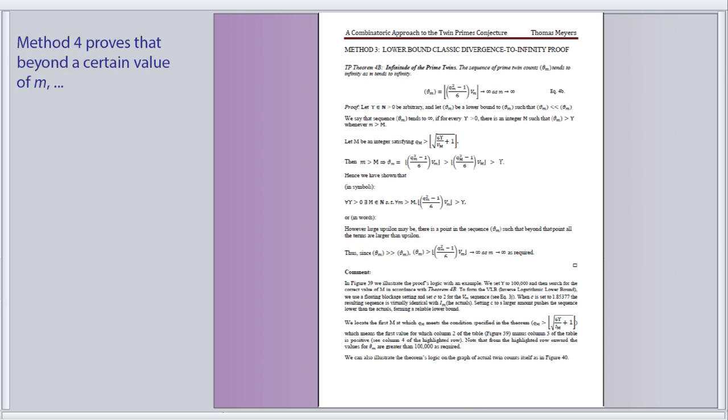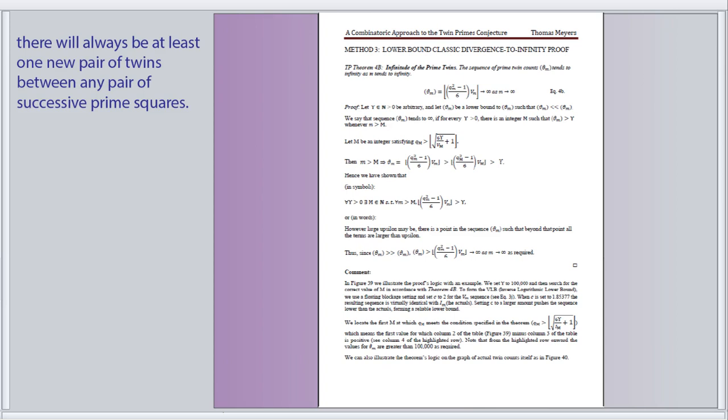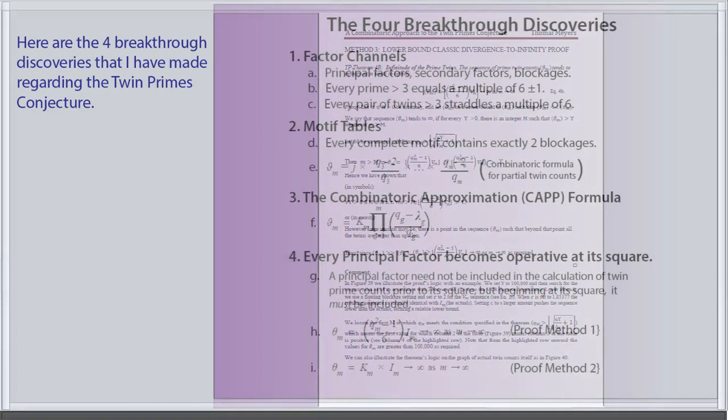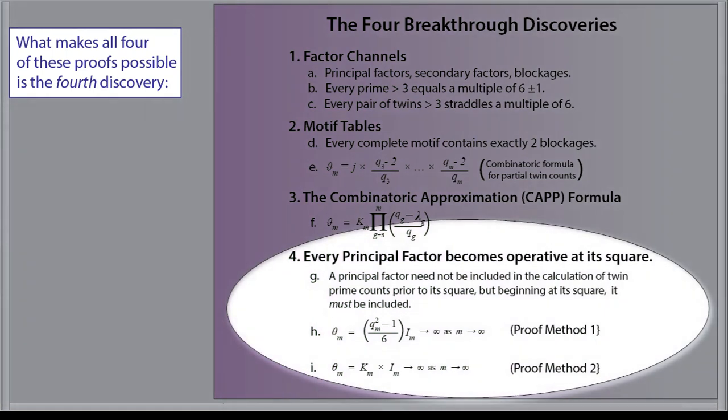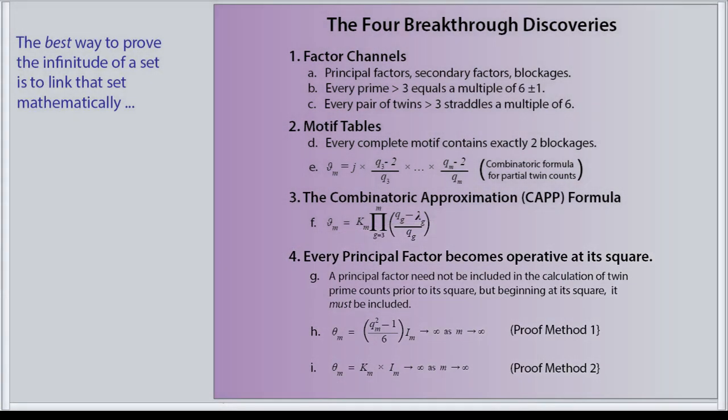Method 4 proves that beyond a certain value of m, there will always be at least one new pair of twins between any pair of successive prime squares. Here are the 4 breakthrough discoveries that I have made regarding the twin primes conjecture. What makes all 4 of these proofs possible is the 4th discovery, the link between the twin primes and the prime squares. The best way to prove the infinitude of a set is to link that set mathematically to another set whose infinitude is already established.